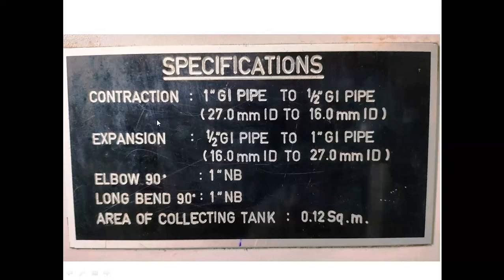For the expansion, it is clearly given: for the smaller diameter, half-inch GI pipe, and for the larger diameter, 1-inch GI pipe. That is also given in millimeters, 16 mm and 27 mm. This can be used for calculation purposes. Here it is given that the area of the collecting tank is 0.12 square meter. So this specification is attached to the corresponding experiment.